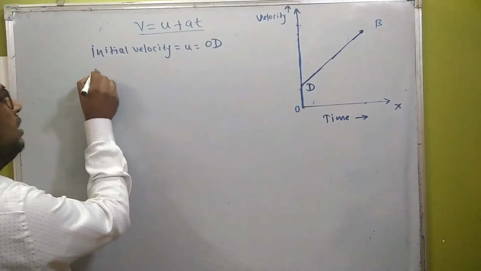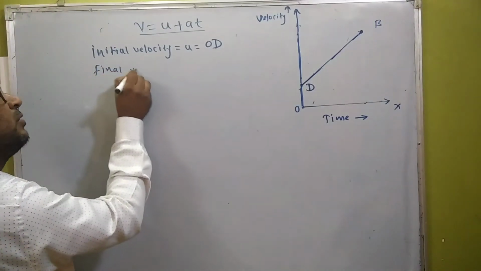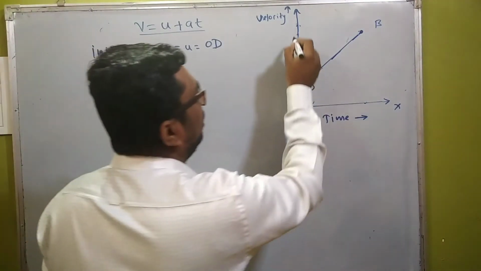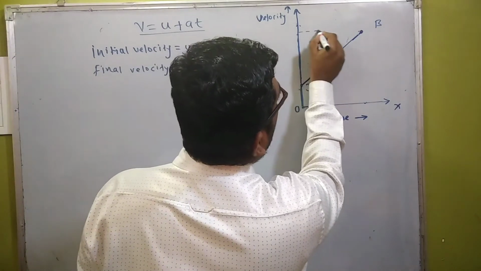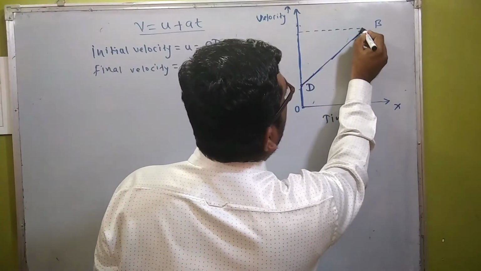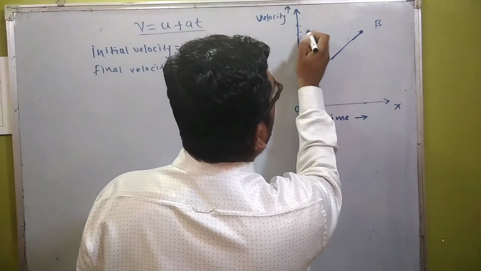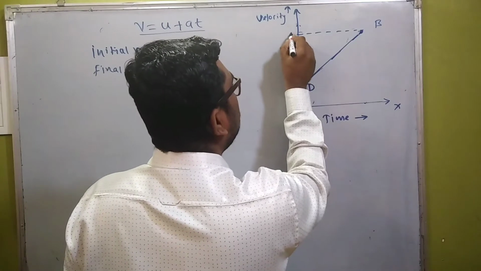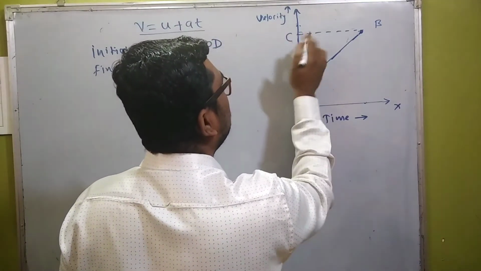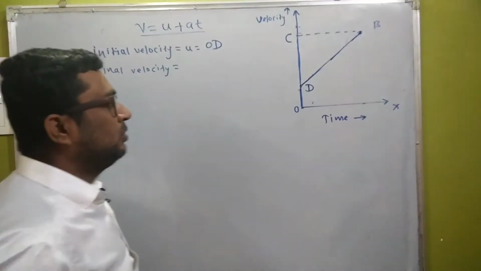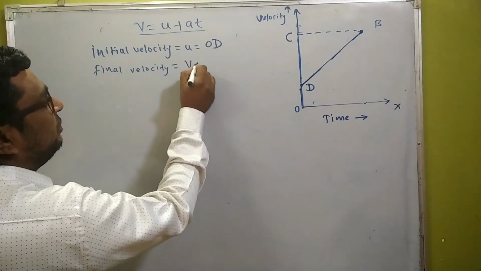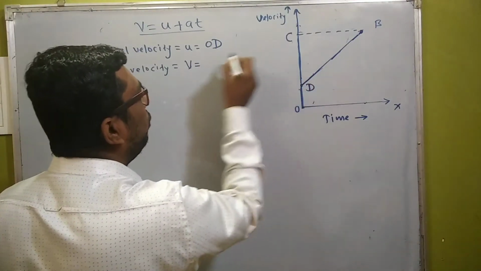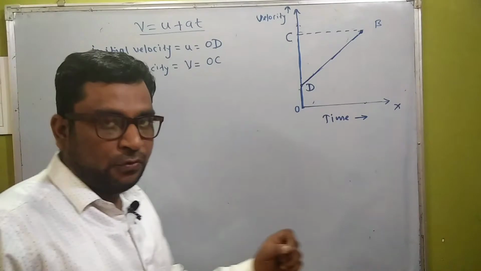Second, what about the final velocity of an object? For the final velocity, we have to draw a straight line parallel to the x-axis, because velocity is on the y-axis. This is the dotted line which meets at this point B. Point D is joined to B, and on the y-axis we consider a point C. For the final velocity, we denote it with the letter V. The value OC is the final velocity.